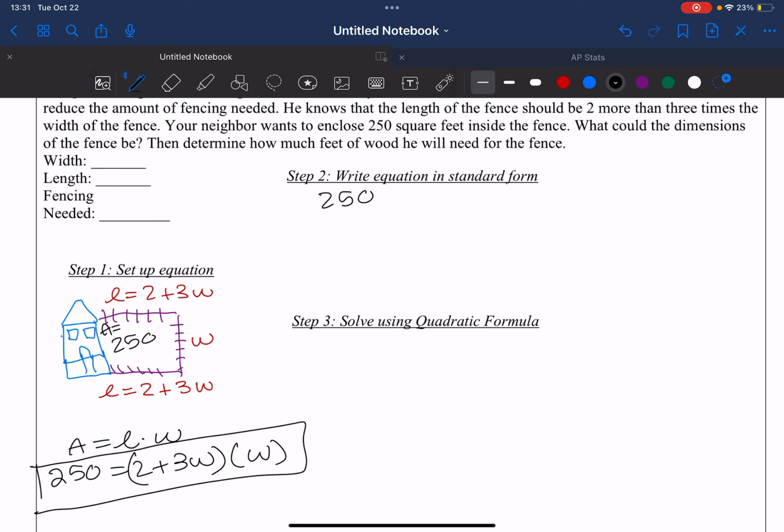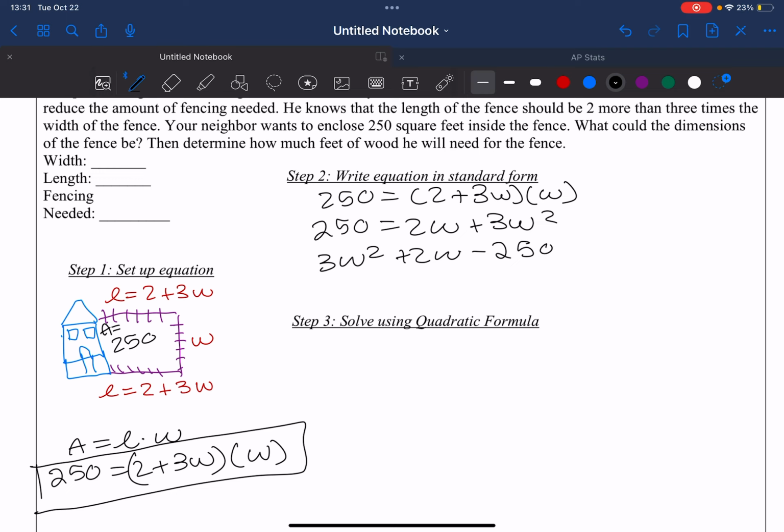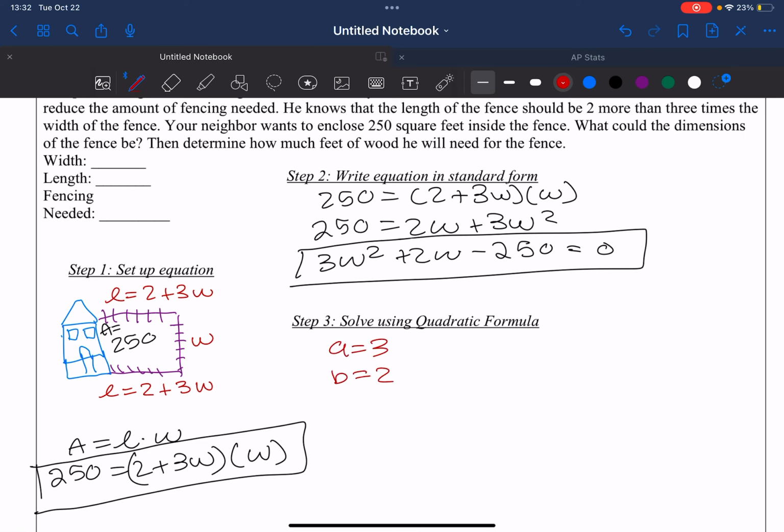Then we have to take that equation and put it in standard form. So I'm going to distribute that w, so I get 250 is equal to 2w plus 3w squared. Subtract the 250 over, so I get 3w squared plus 2w minus 250 equals 0. That is my answer to step 2. Now I'm going to use that equation, label my a, b, and c. So a is 3, b is 2, and c is negative 250.